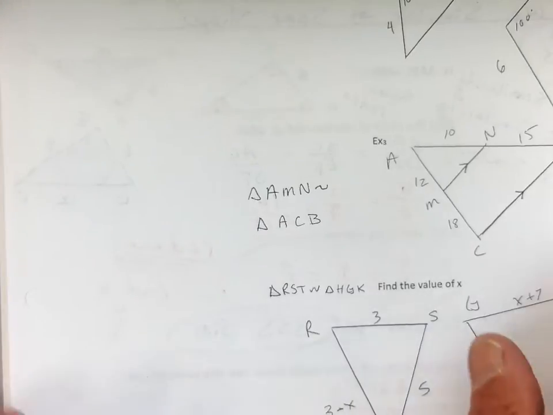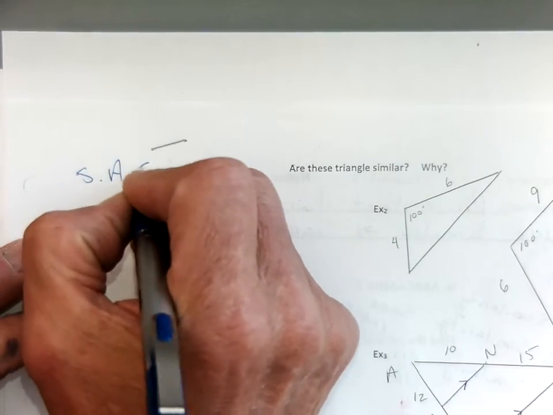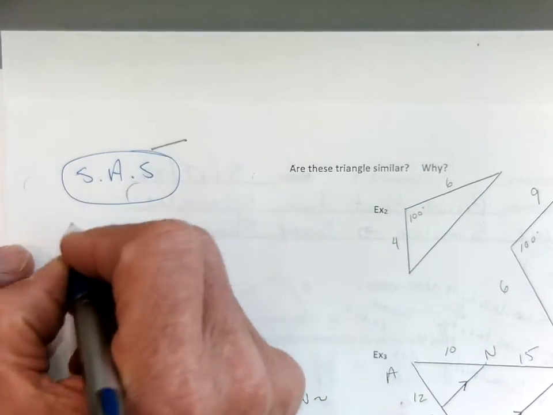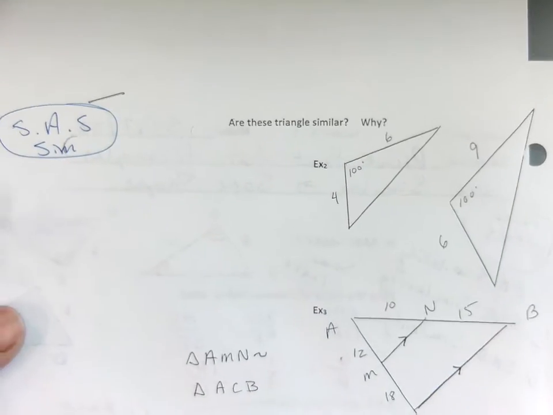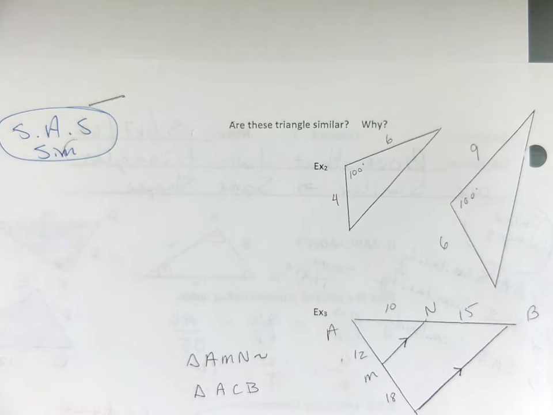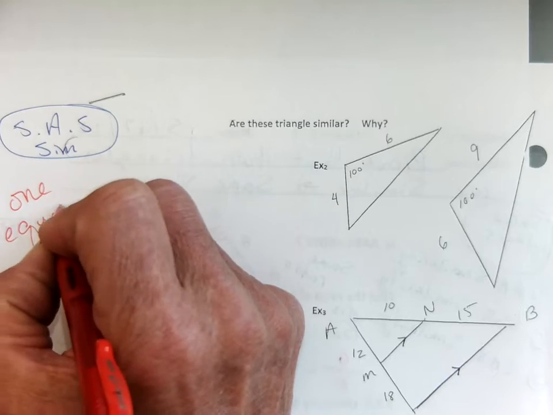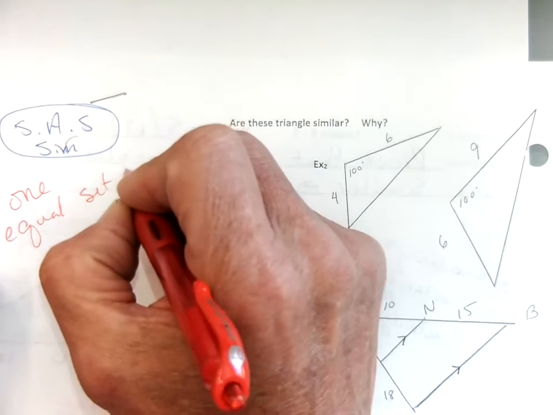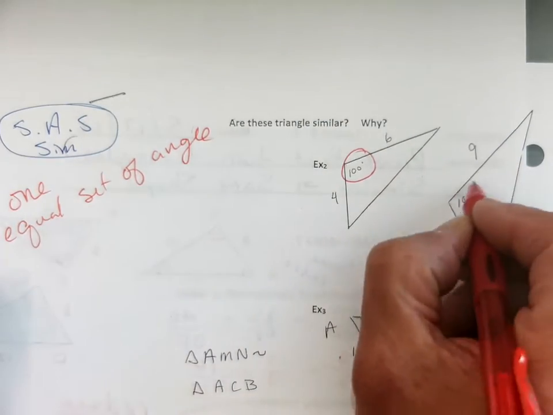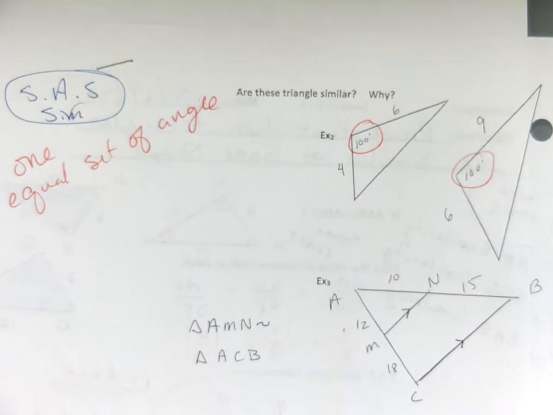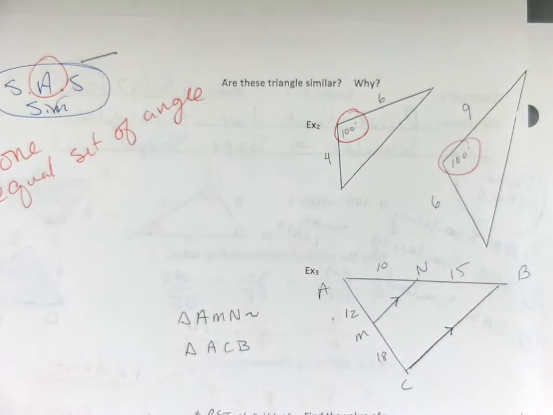On the back side, we're going to look at our side angle side similarity. All right, well, we've got part of it. We have to have the angle. You've got to have one set of equal angles. And I have that. I've got my 100 and my 100, okay? I've got the angle part. So the angle part's done. Thumbs up, equal angles.